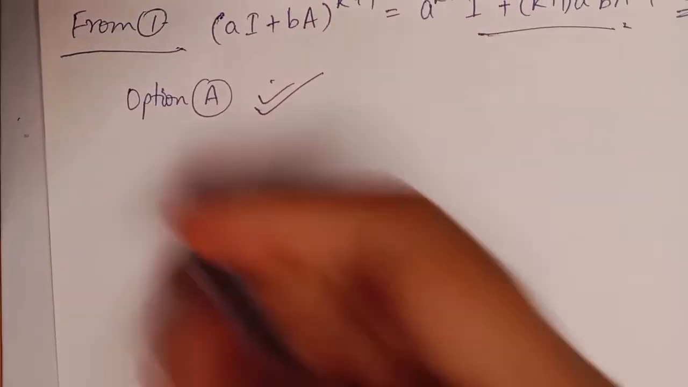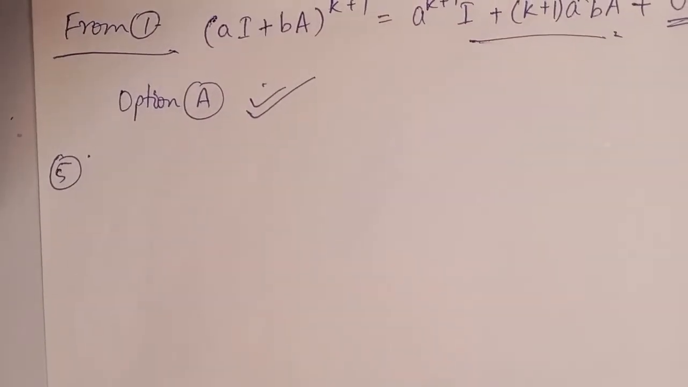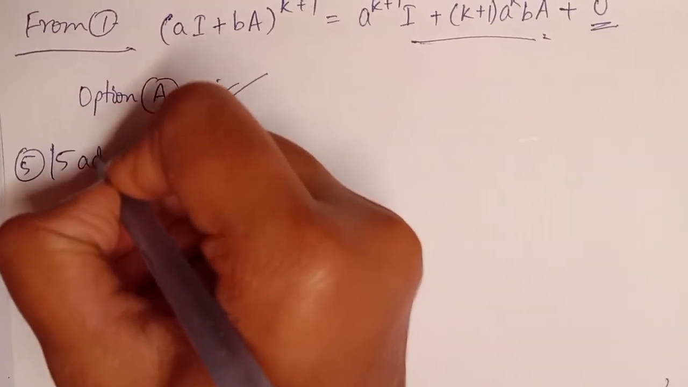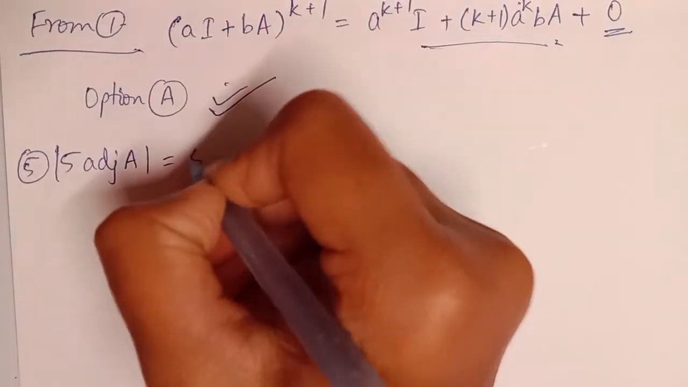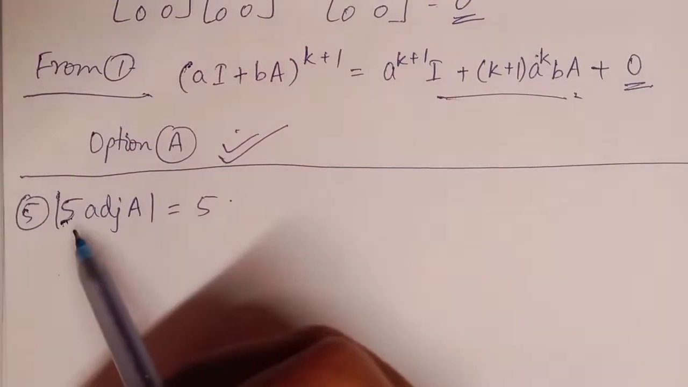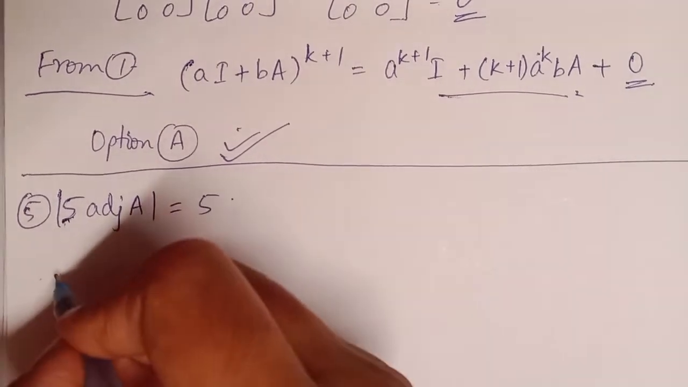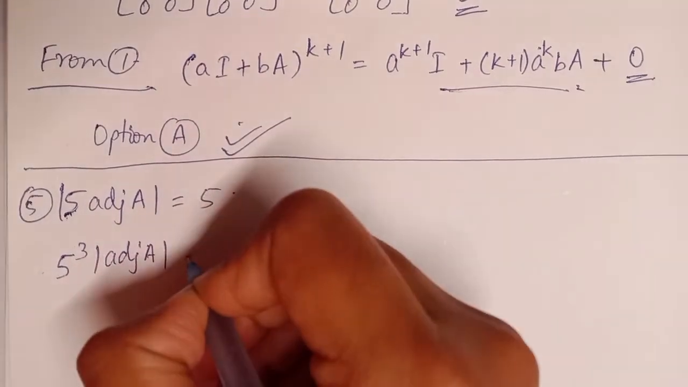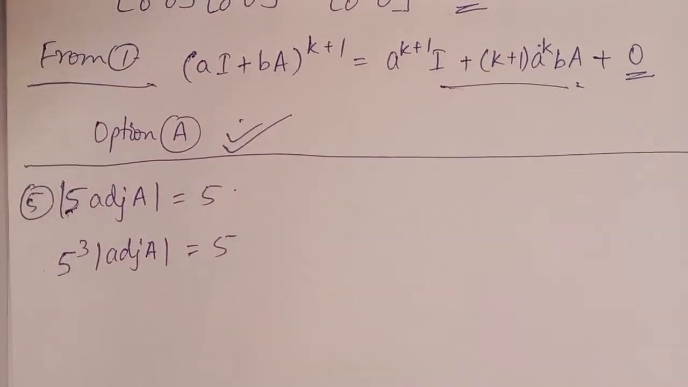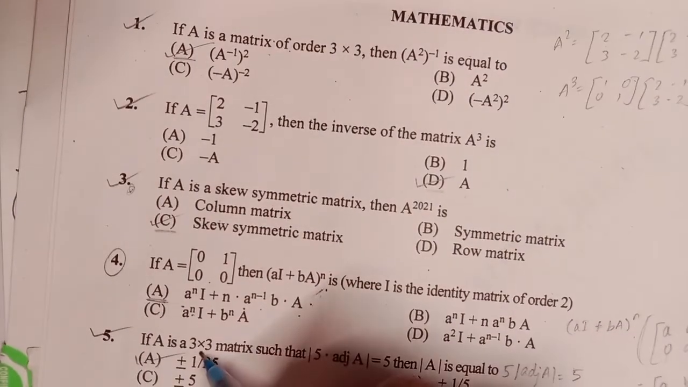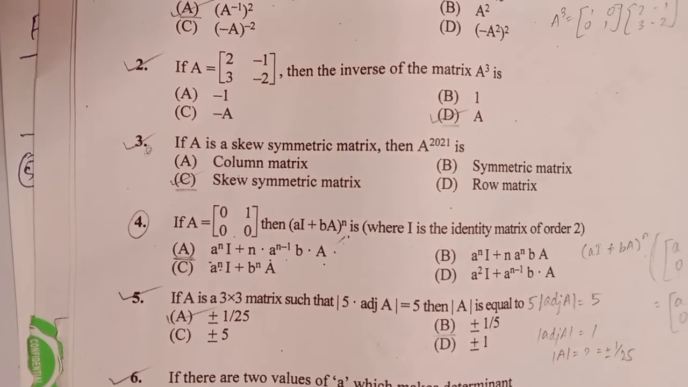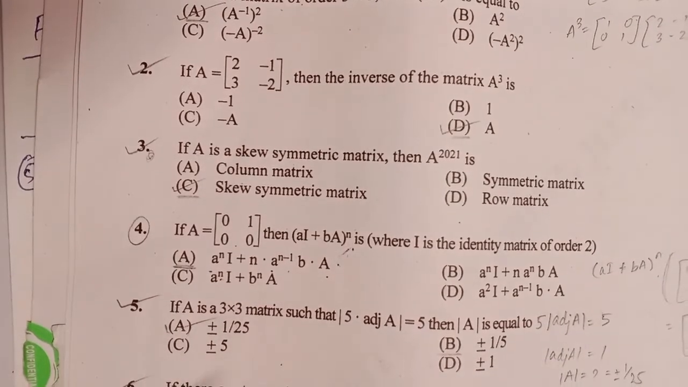Okay. So fifth one, determinant of 5 adjoint A is equal to 5. Right. We know that when a constant comes out of the determinant, it takes the power of n. How did this become 5 cube? Because it is given that it's a 3 into 3 matrix. So when it is a 3 into 3 matrix, we use 3. When it comes out, it takes the power of n. That is, n is 3 here, 3 into 3 matrix.